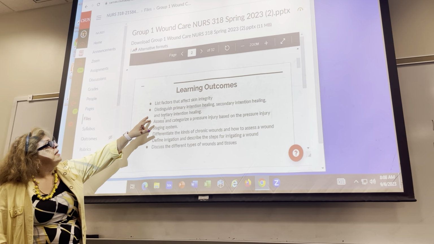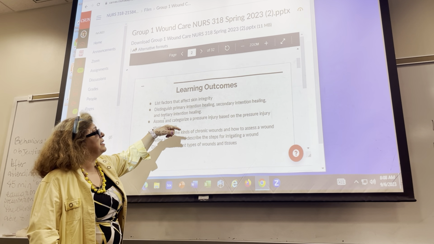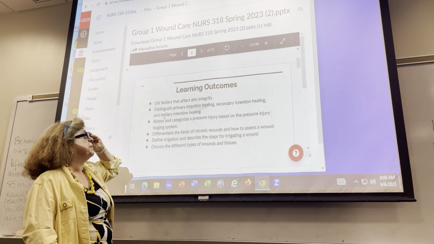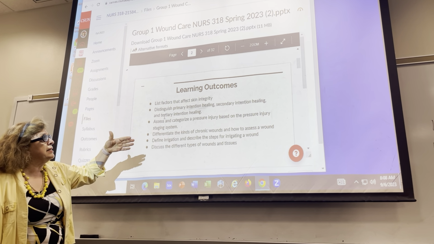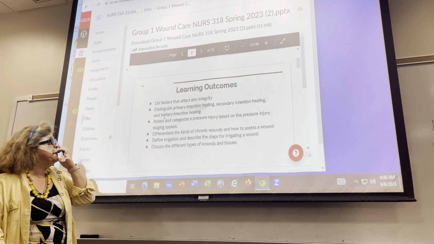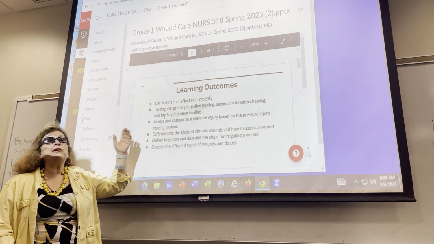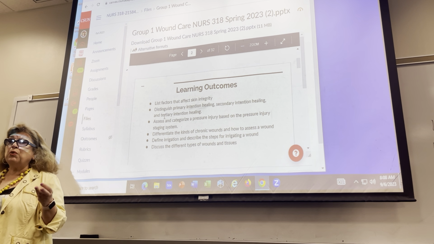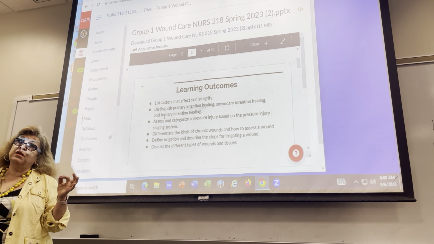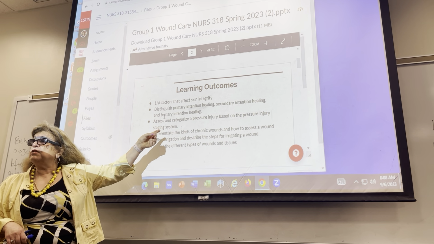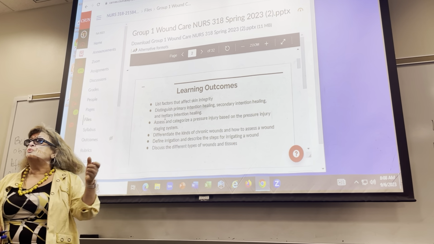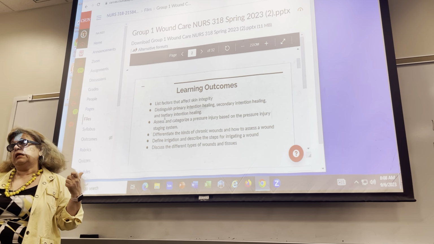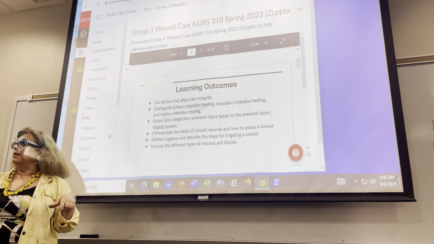All right. Then, distinguish primary intention healing, secondary intention healing, and tertiary intention healing. So he's going to be talking about the healing process. Assess and categorize a pressure injury based on the pressure injury staging system. So I know that he's going to be talking about the staging of wounds. There is a stage one, a stage two, a stage three, a stage four wound. In other words, when this student is talking on his PowerPoint presentation, he's going to be discussing the staging of the wounds. Is that clear?